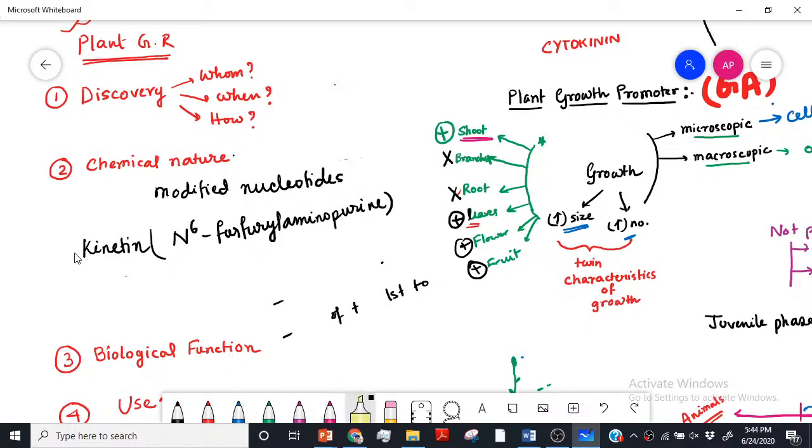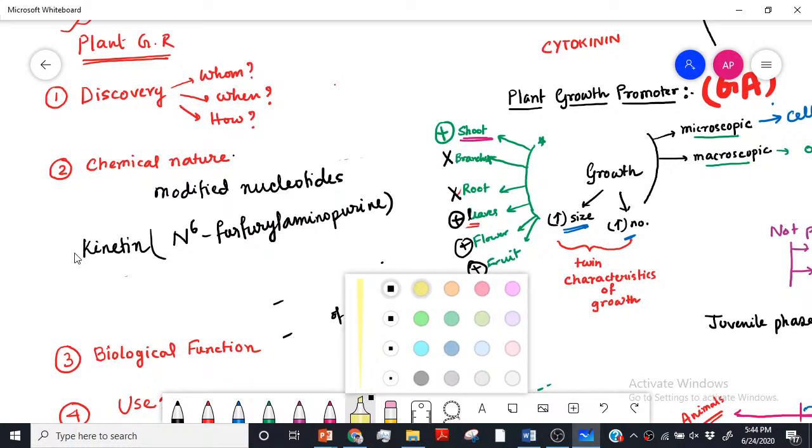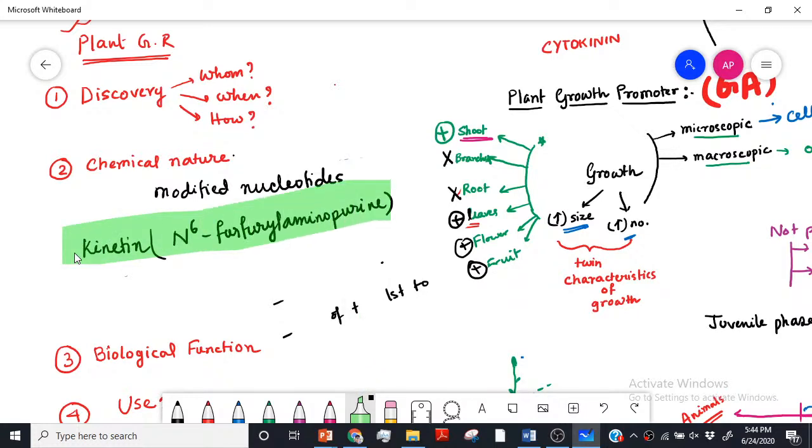This name you have to remember: the name of kinetin is N6-furfuryl aminopurine. Exactly, it contains no phosphate, not related to nucleotides. Very good, it shows that you can recall that. So basically this is the chemical nature.